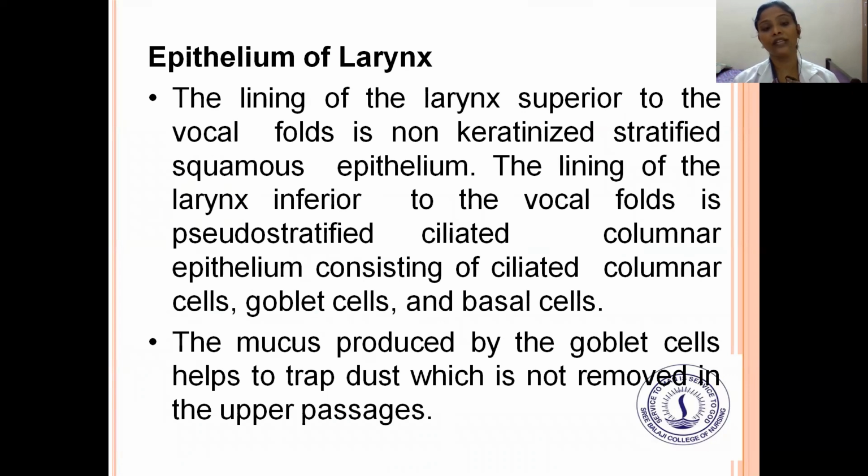Next is the epithelium of the larynx. The lining superior to the vocal cords is non-keratinized stratified squamous epithelium. The lining of the larynx inferior to the vocal folds is pseudostratified ciliated columnar epithelium. It consists of ciliated columnar cells, goblet cells, and basal cells. The mucus produced by the goblet cells helps to trap dust which is not removed in the upper passages. So this is the main purpose of these goblet cells.